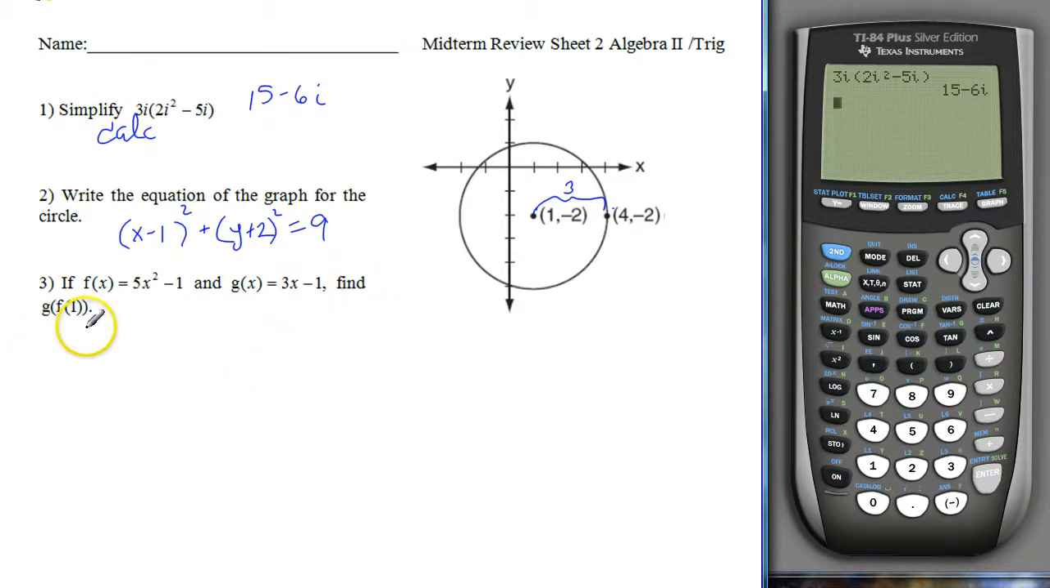Number 3, functions. We always start in the back. There's a composition of functions, start in the back. So I'm going to plug in 1 right here. So it's going to be 5 with a 1 squared minus a 1. And then you crunch this out. So 5 minus 1, you get a 4. This is what I plug into the g function. So 12 minus 1, the answer is 11.